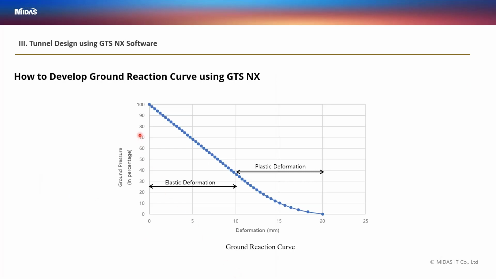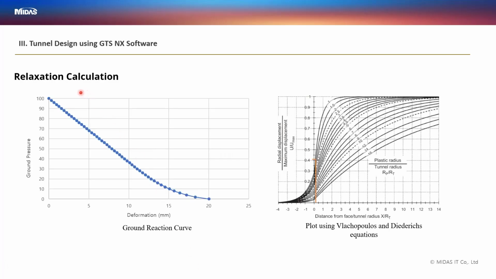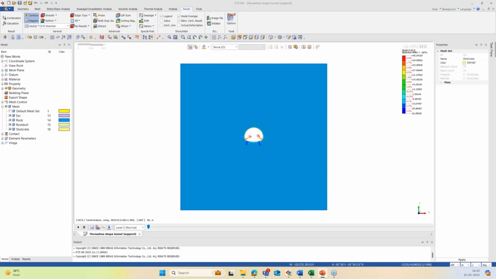The first thing we'll see is how to develop the ground reaction curve using Midas GTS NX. After that, we'll do the relaxation calculations using these ground reaction curves and the plot using Vlachopoulos and Diederichs equations. With the help of these two plots, we will calculate the relaxation value. So now we are going towards the modeling part.